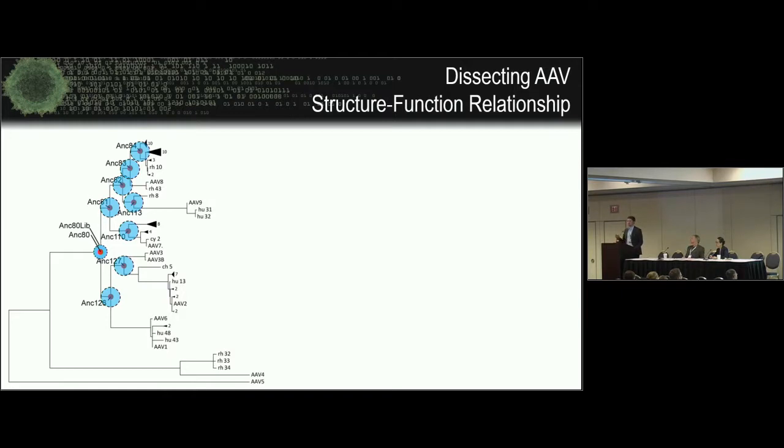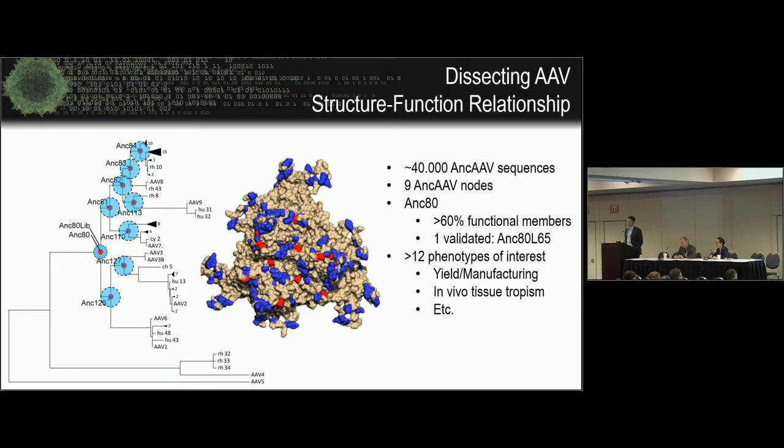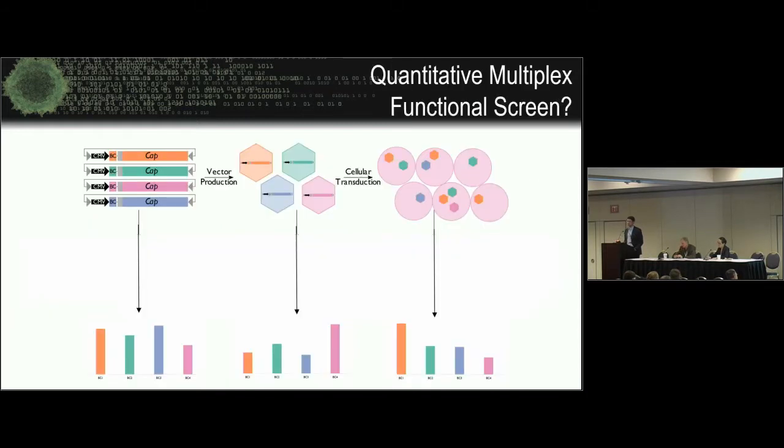What we've done is we've taken this approach of probabilistic space, overlaid it to all of these nodes, built all of these types of libraries, which leads to about 40,000 different sequences that at some level interrogate this entire evolutionary pathway.